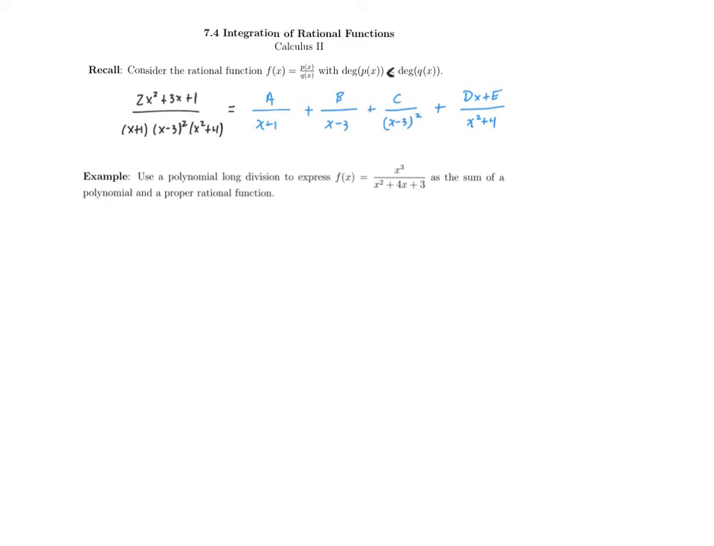That is a rational function where the degree in the top is larger than or equal to the degree in the bottom. Whenever this happens, what we are going to have to do is perform a polynomial long division to rewrite our function. So in this case, we are going to have to divide x squared plus 4x plus 3 into x cubed.